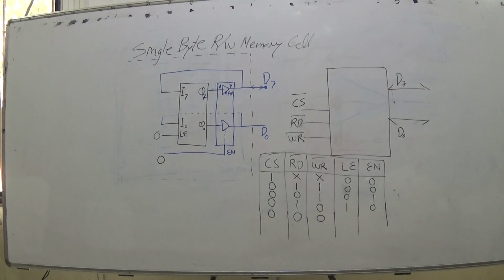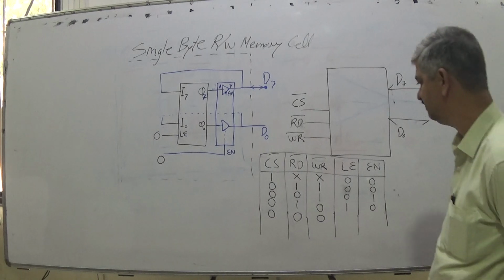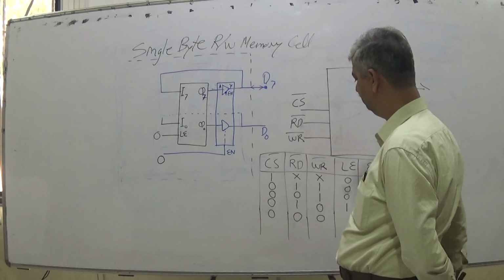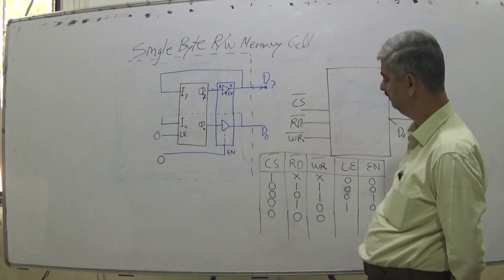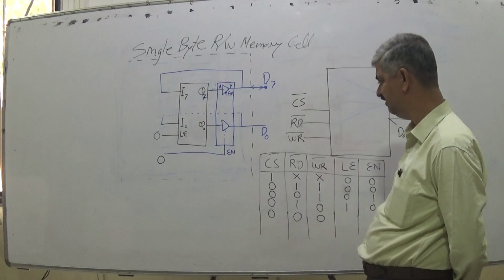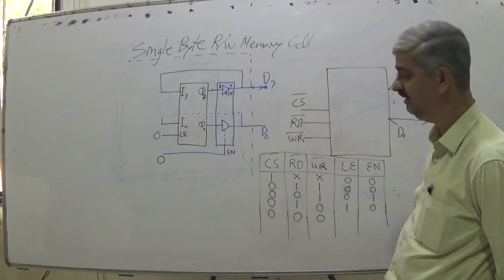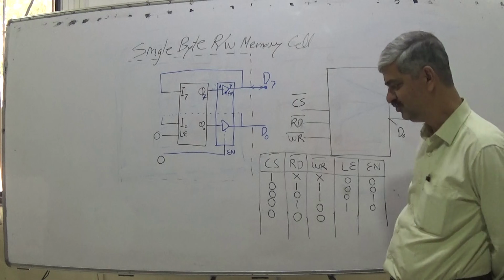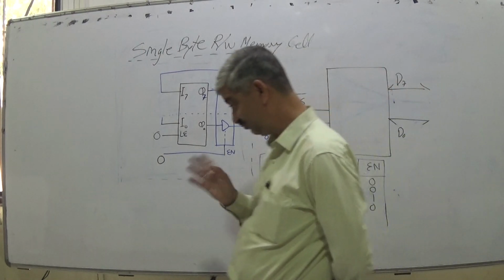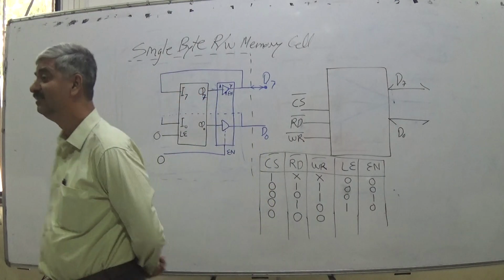Avoided means that the user should not use the chip for reading and writing. Because if he is putting something here and says that I am writing and also making read 1, read bar at 0, then there may be a short circuit. So it should be avoided, but you should not rely on it. Remember that.